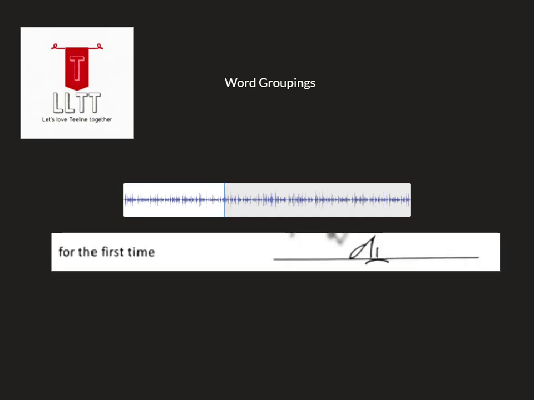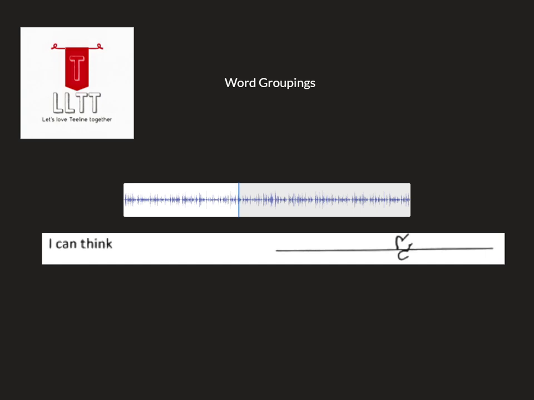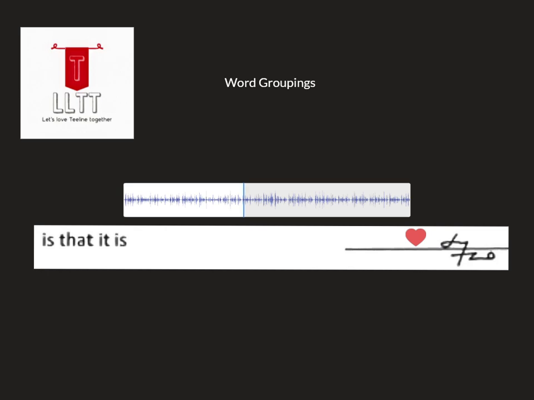Next, for the first time, we've used that one again, for first. Great deal, where the T of great also works as the D of deal. I can think, we write I can ink. Is that it is. That's a great little phrase, is that it is. Keep practicing it so that you can write it with speed.